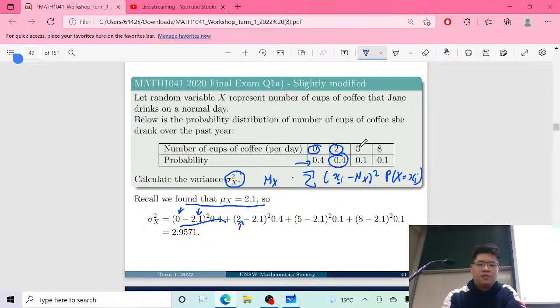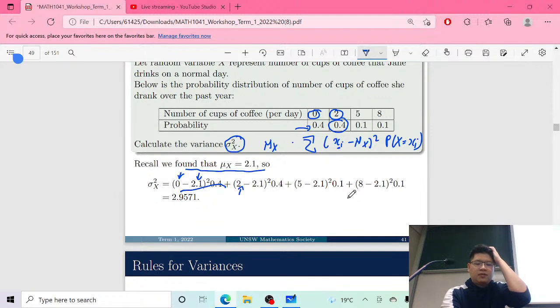You take again 5 minus 2.1 squared times 0.1 plus 8 minus 2.1 squared times 0.1. I think it's relatively straightforward as long as you plug in the numbers correctly and remember the formula. So make sure you have that in front of you when you're doing your exam. Maybe write it down so it's easy to compare. Especially after the first term, you'll see this is just following a pattern, so just copy paste. If you follow that, then you should get this as your answer.